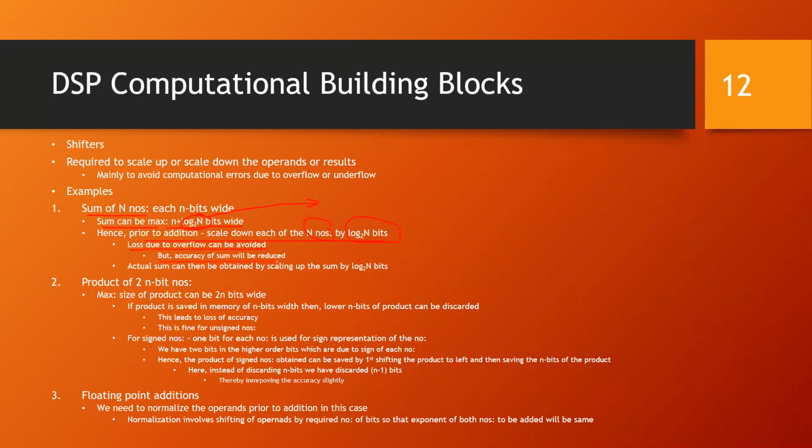Once we do the summation, we again scale it up by log n to the base 2 bits. The number of bits we had scaled down, we'll scale up by the same number of bits at the end of the result. So this is what we'll be doing in this case.